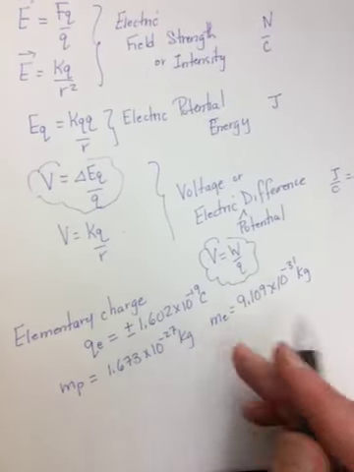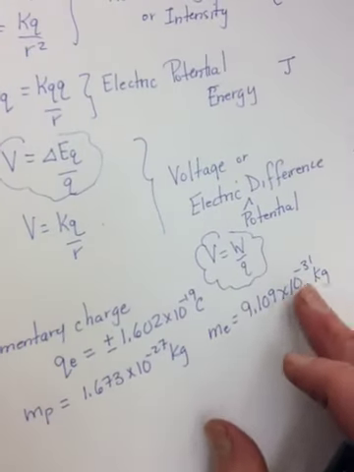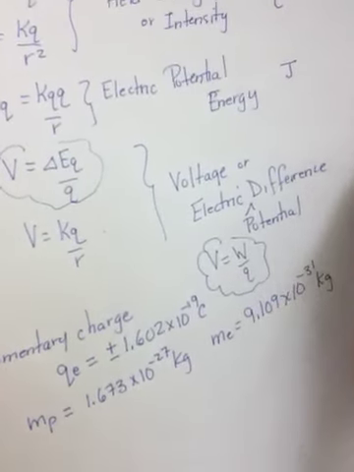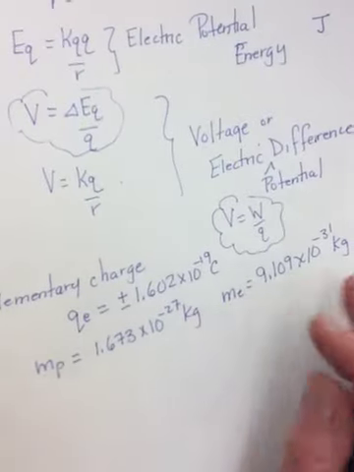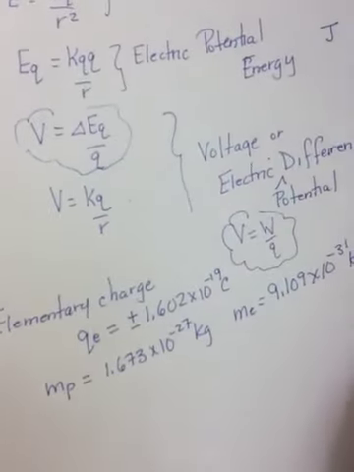We say a proton is massive compared to an electron. It might be hard to imagine how something times 10 to the negative 27 could be massive, but if you think about it, it's almost 10,000 times bigger than an electron. So if I have a pencil, it's not very big, but something 10,000 times bigger will be massive. Okay? So those are the elementary charges.